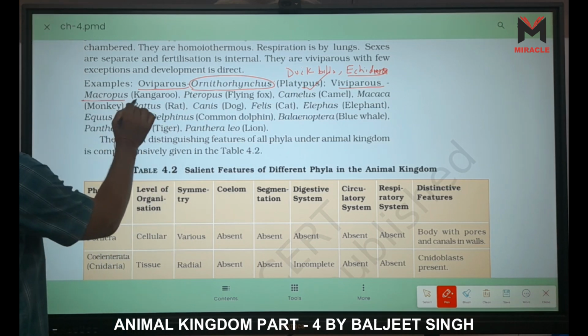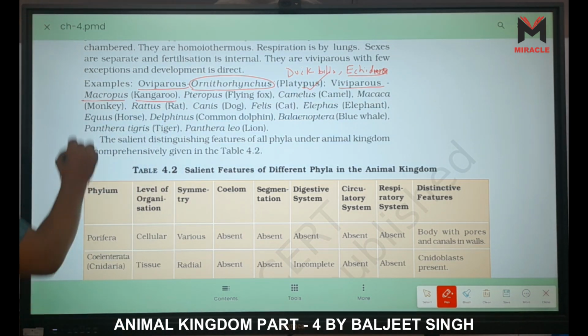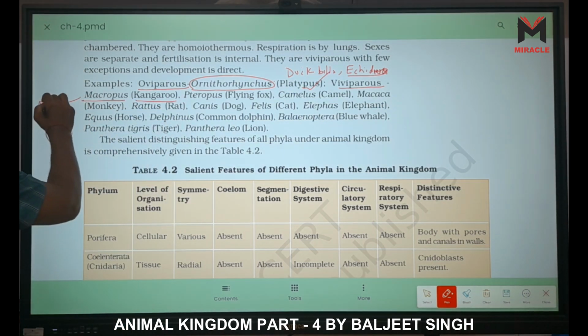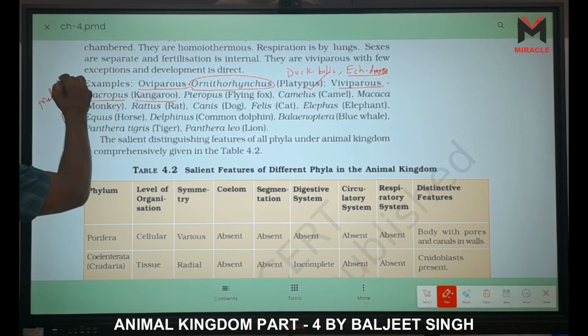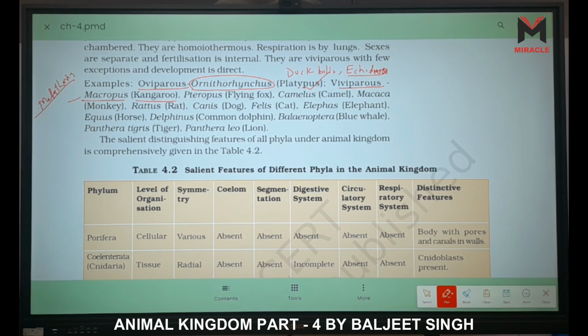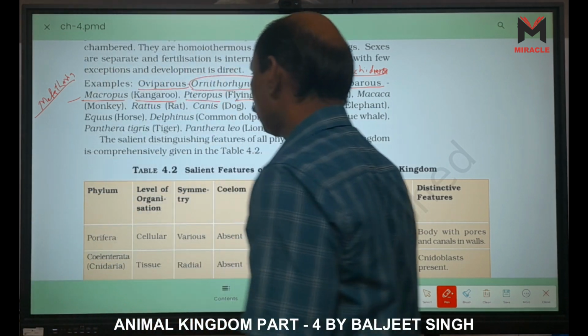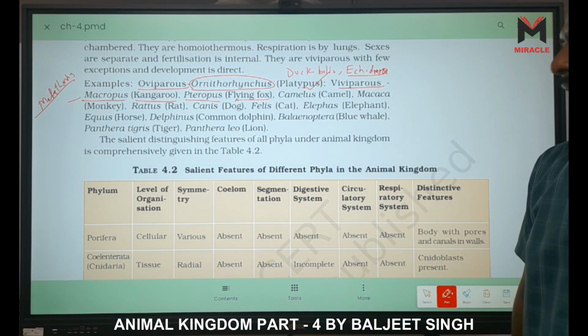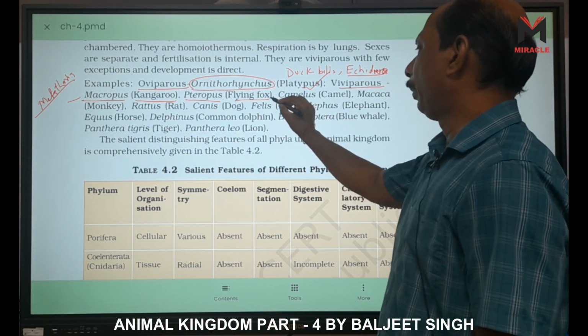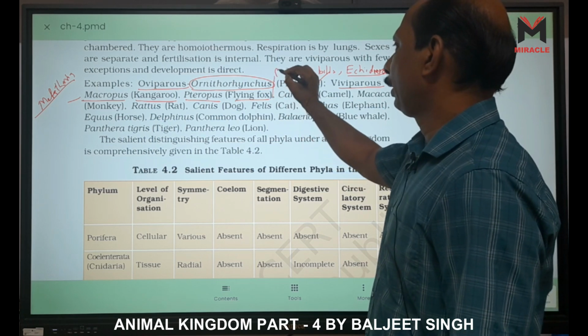Viviparous means laying young ones. That is Macropus, kangaroo. So kangaroo belongs to Metatheria. So they are called Metatherians in Australia. Pteropus, flying fox, right? Bat. So Pteropus means what? Bat.